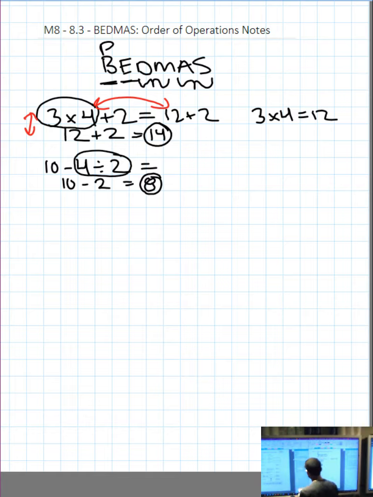10 minus 4 divided by 2 equals 8. Why does Bedmas matter? Well, because if I did 10 minus 4 first, it would be 6. And then if I divided it by 2, it would be 3. And that's not what we want.